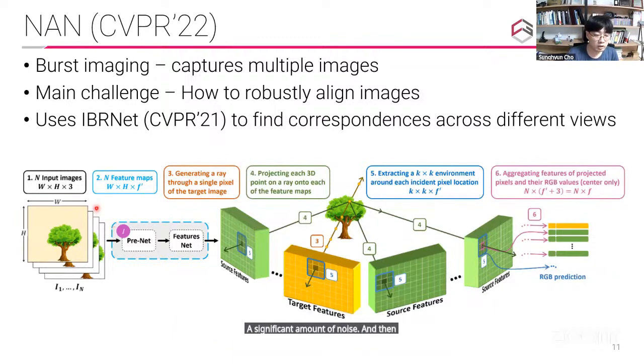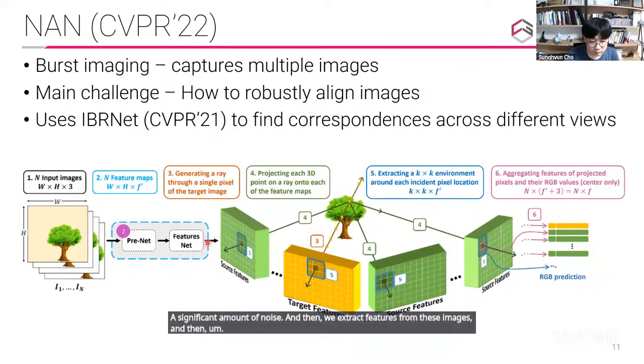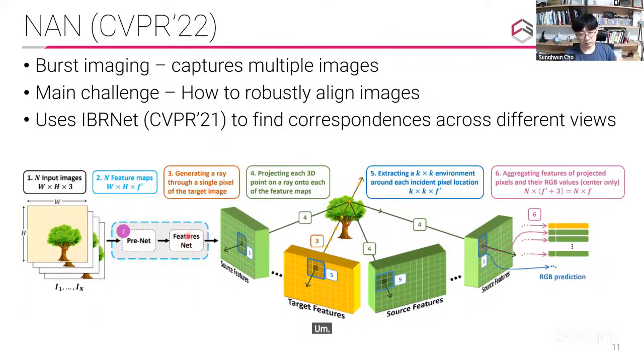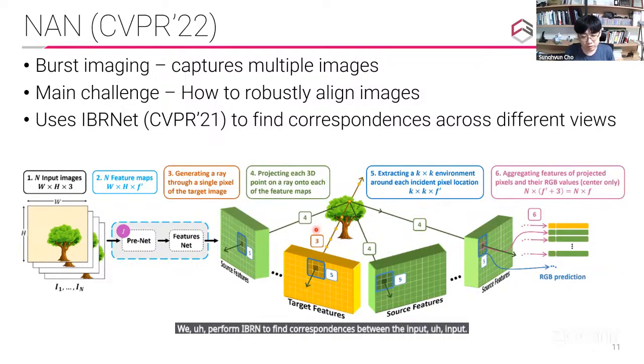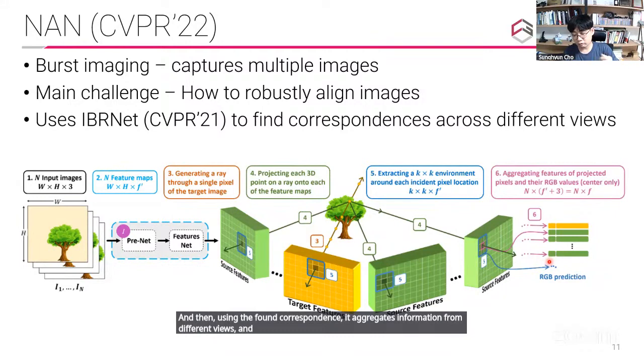And then we extract features from these input images, and then using the features, we perform IBRNet to find correspondences between the input images. And then using the found correspondences, it aggregates information from different views and averages them to compute the denoising result.